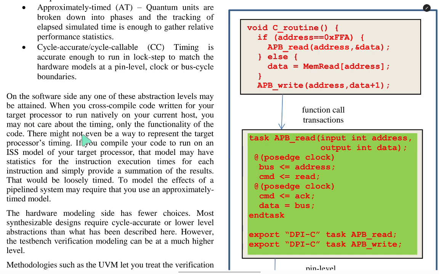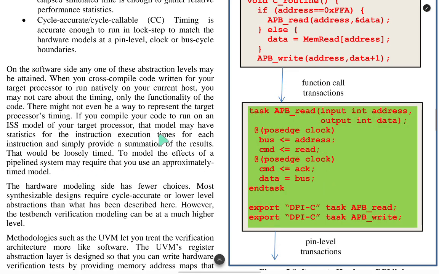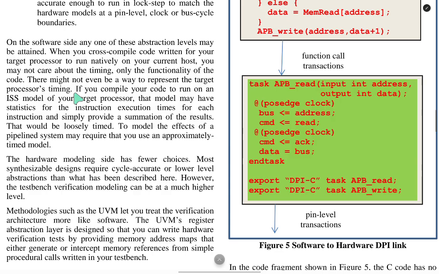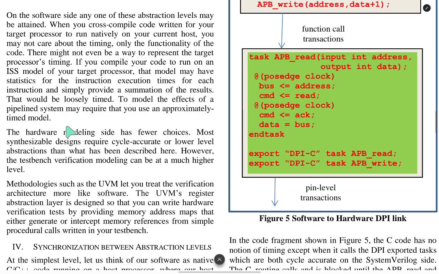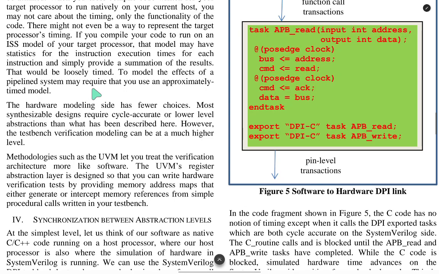If you compile your code to run an ISS model of your target processor, the model may have statistics for instruction execution times for each instruction and simply provide a summation of results that will be usually timed. To model the effect of a predefined system may require that you use an approximately timed model. The hardware modeling side has fewer choices. Most synthesizable designs require a cycle accurate or lower level abstraction than what has been described here.